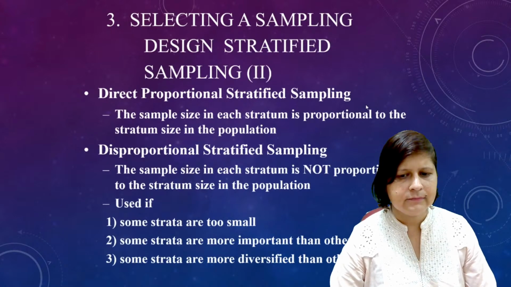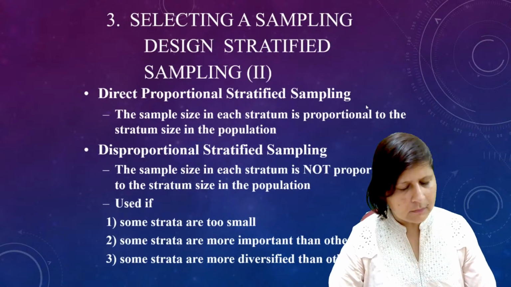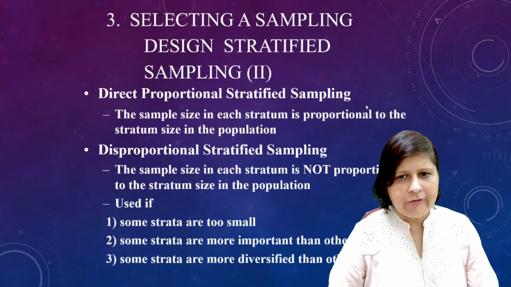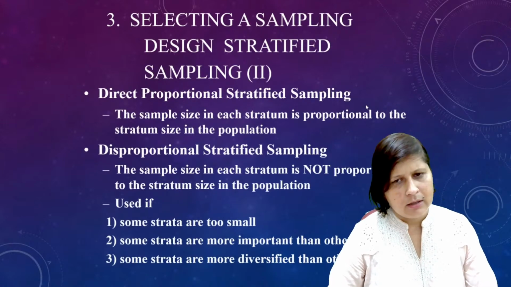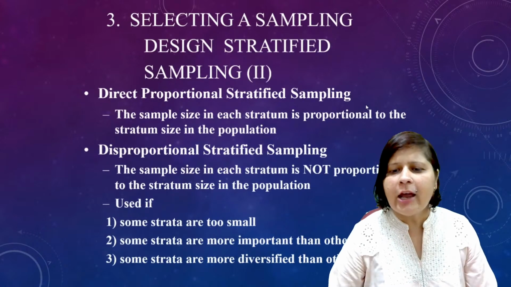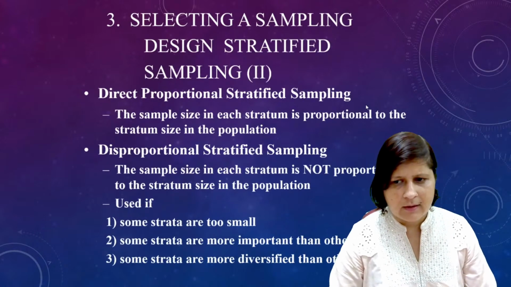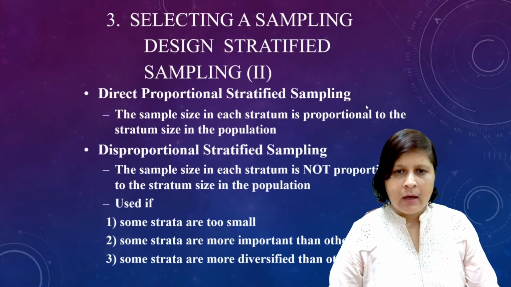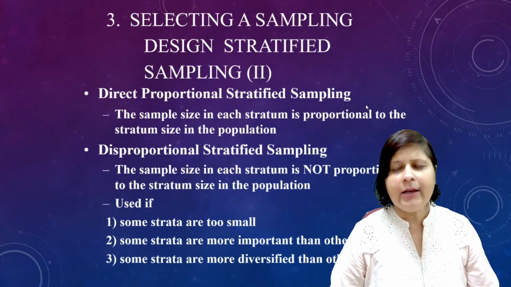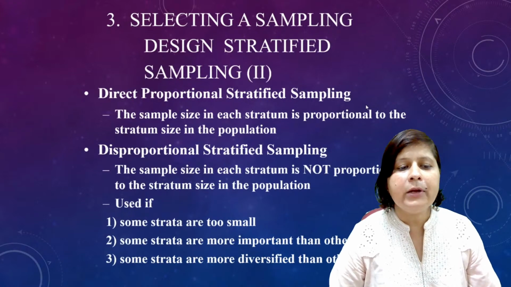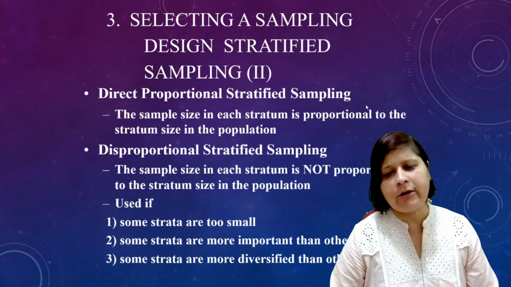Is this clear? So we discussed what stratified random sampling is, when we make strata and we choose the samples from each and every stratum. Okay. What should be the sample size of each and every stratum? It is directly proportional in stratified sampling.